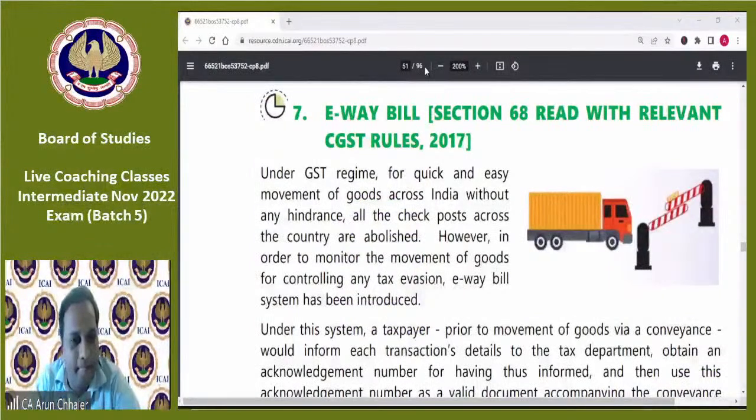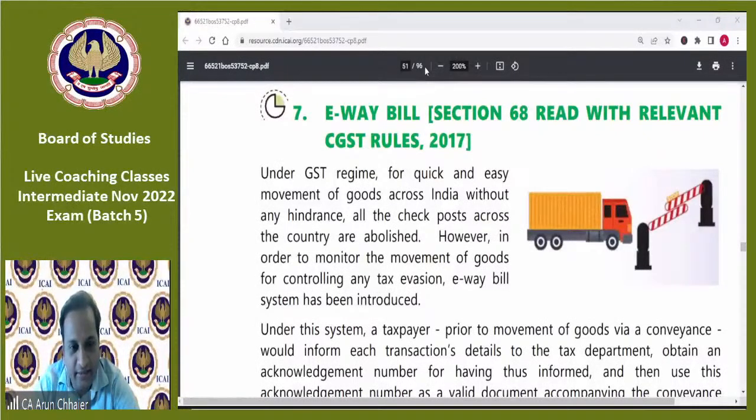Today, we are going to discuss the e-way bill chapter, and it is a very important chapter, with practical exposure. Also, we will understand section 68, rule 138, 138A, B, C, D, and E.